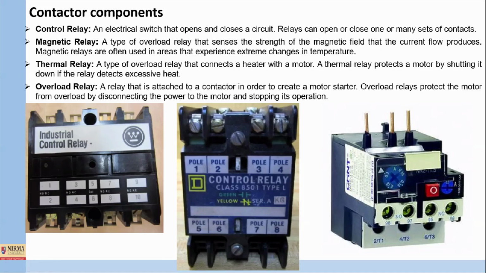Inside the contactor, you will have some relay, and that relay may be simply a control relay, or a magnetic relay. It might be a thermal relay or an overload relay. The thermal relay will sense the ambient temperature. If that is suitable for the motor's operation, then it will continue the circuit. Otherwise, it will give a command to break the circuit. Similarly, if the motor is overloaded, that will be sensed by the overload relay, and it will switch off the supply, that is, the motor will stop. Otherwise, the motor winding may overheat and be damaged.